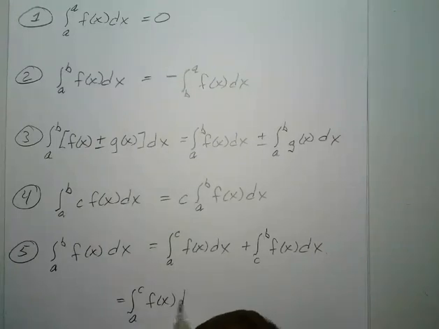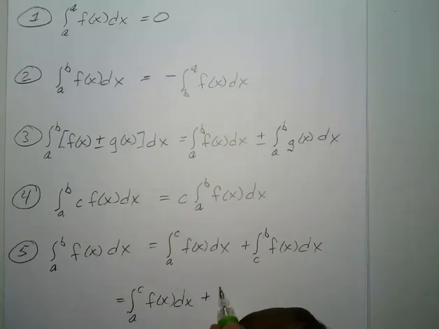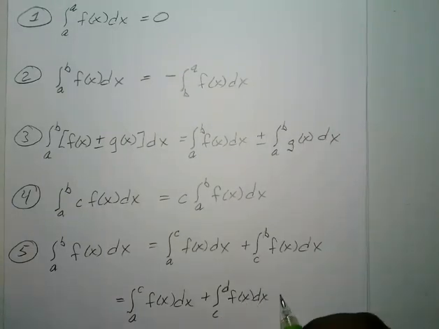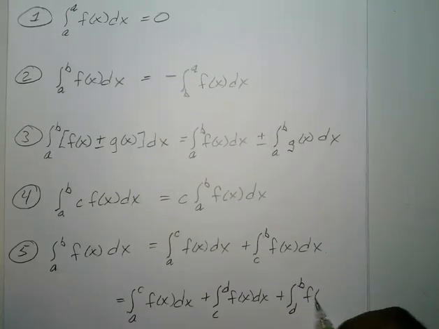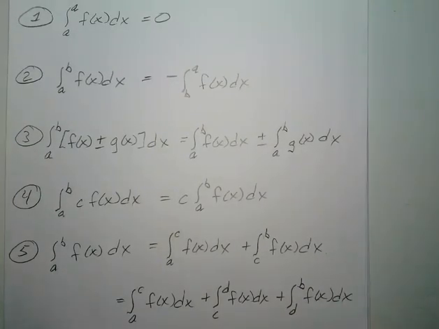Or even if you wanted to, you can go the integral from a to c of f of x with respect to x, plus the integral from c to d of f of x with respect to x, plus the integral from d to b of f of x with respect to x. So you can go from a to c, c to d, then d to b. As long as you start at a and end at b, you can do this as many times as necessary. But more times than not, 2 terms will be enough. But you can do as many as you want.